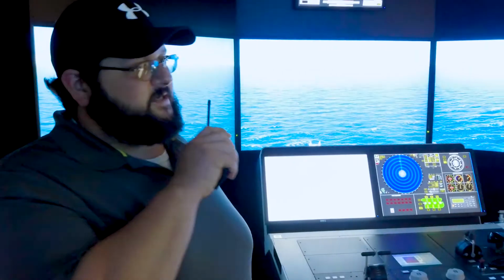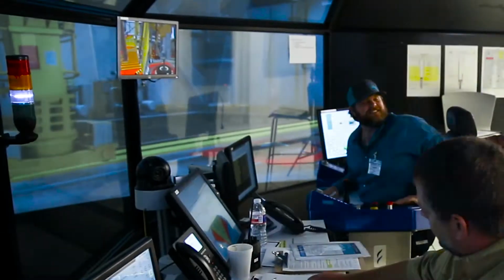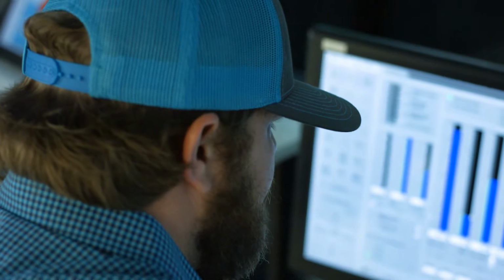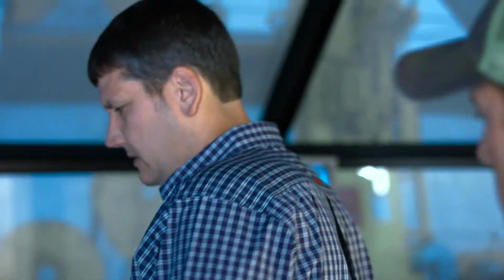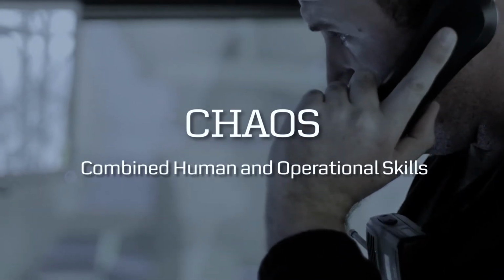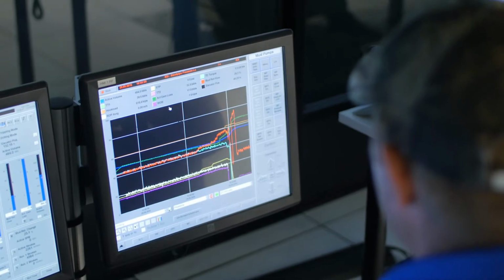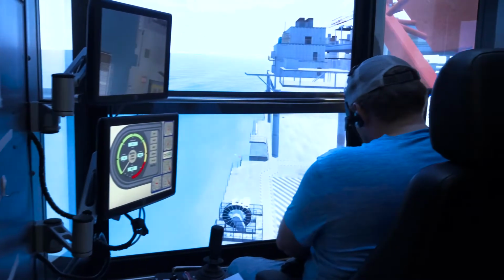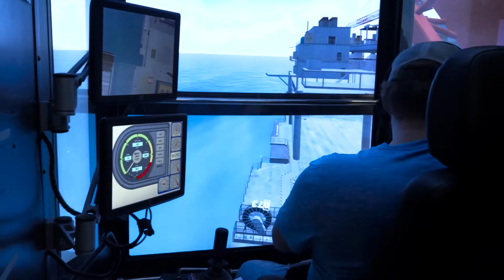The training takes place over the course of a week, combining theoretical instruction with practical application in the simulators. It culminates with chaos, combined human and operational skills. 2 days of interlinked, scenario-based simulations testing procedural discipline and crew response to unexpected incidents.